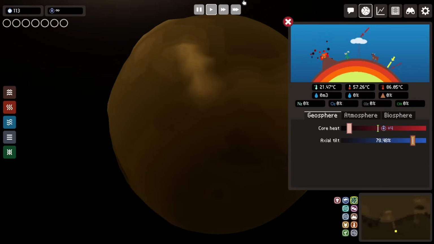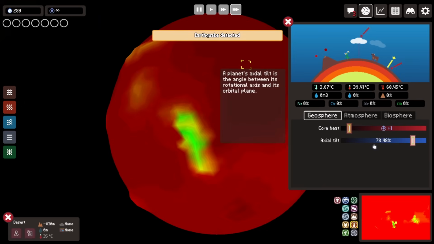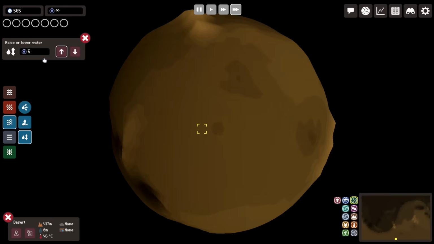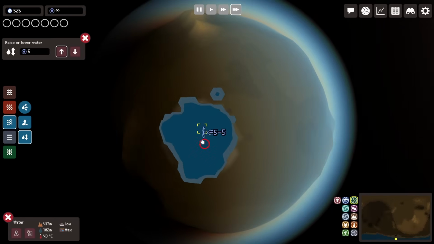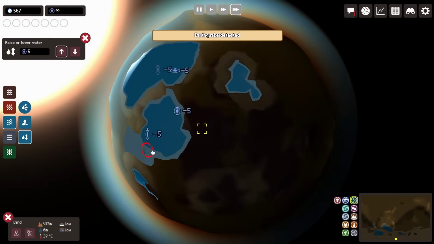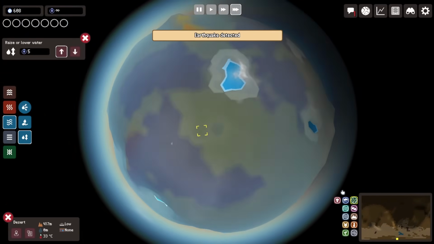Regardless that I said I want volcanic activity, I did start with a very low core heat, because we will experiment with volcanoes after I stabilize the planet. I started to use the raise water tool to create some soil moisture. This is actually something I learned after putting out the soil moisture video, but I don't even need to use comets.